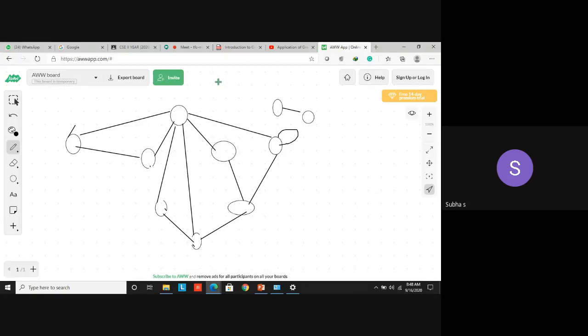The same thing is used in the graph data structure. We can have different paths to reach a particular node, but in that we are using some algorithms to find the shortest path and to reach the destination in a quick time.